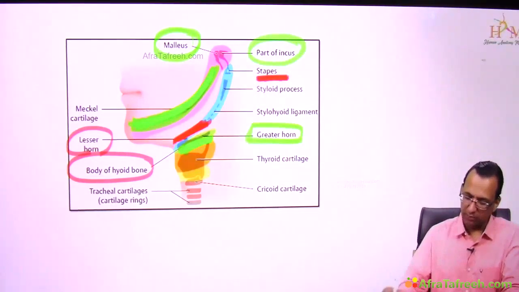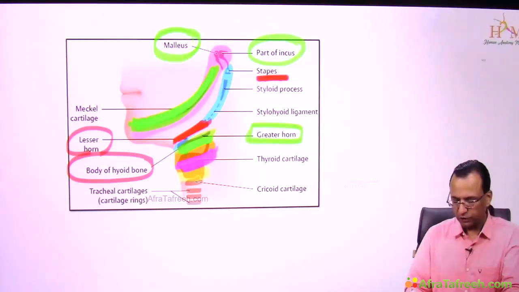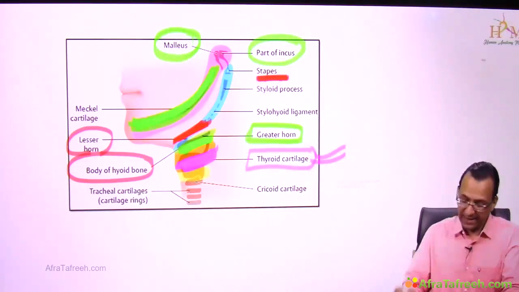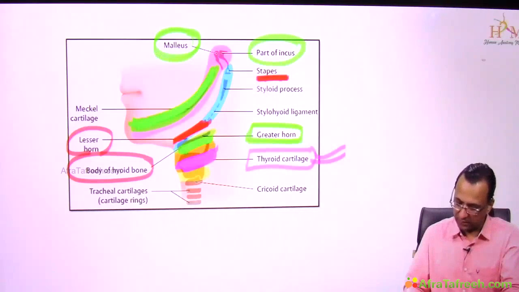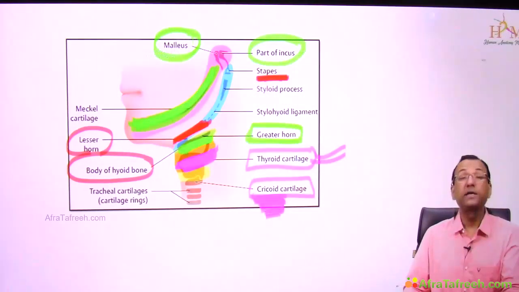What about arch number 4 and 6? Actually, you have to remember the fourth arch is forming not only thyroid cartilage but also the epiglottis; a question was there. If the fourth arch is forming thyroid and epiglottis, then what about the rest of the larynx cartilages? They come from the sixth arch: cricoid, arytenoid, corniculate, cuneiform. They all come from the sixth arch.